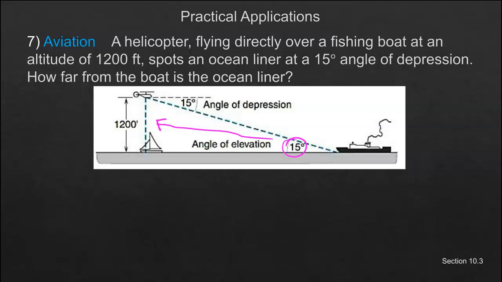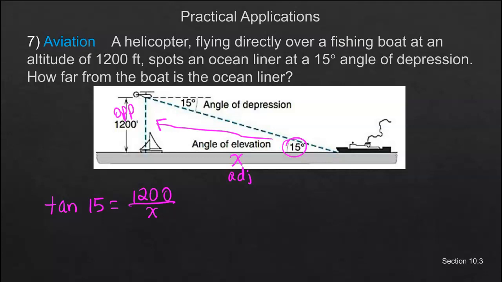So what we have is the side opposite. We are looking for this length, right? On the water here, how far apart are the boat and the ocean liner? And that is the adjacent side. This is the opposite side. So we will be working with tangent. So the tangent of 15 is equal to the side opposite over the side adjacent.